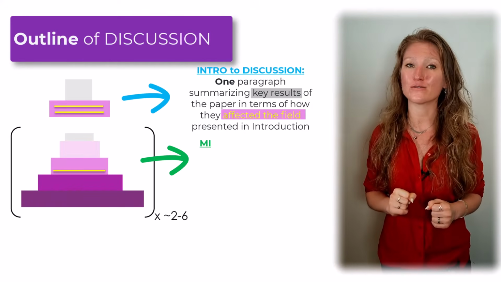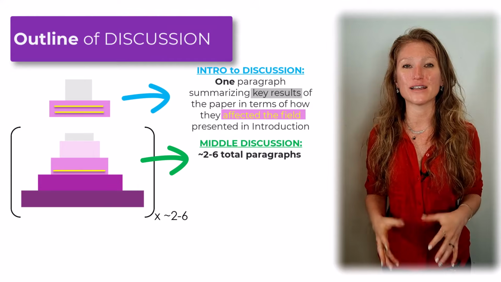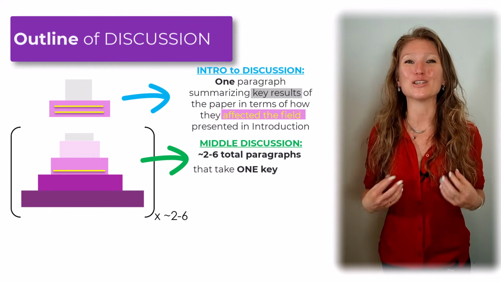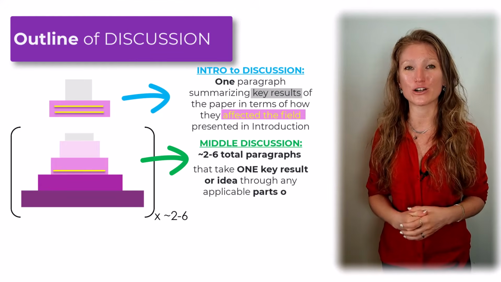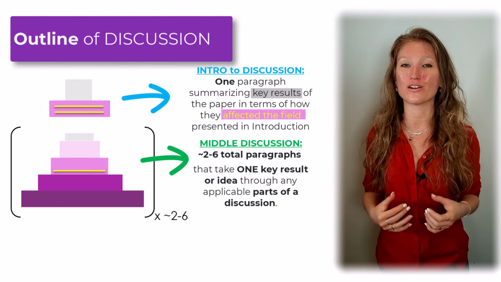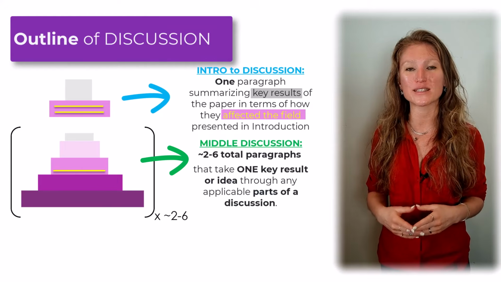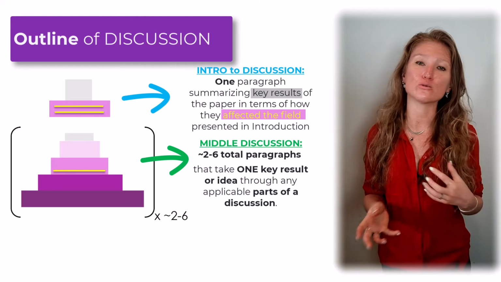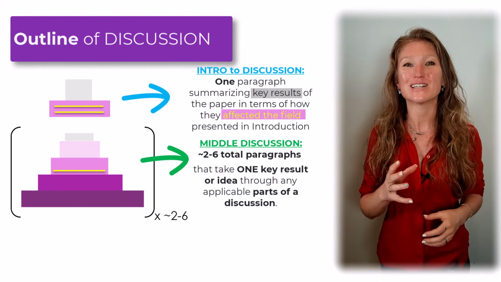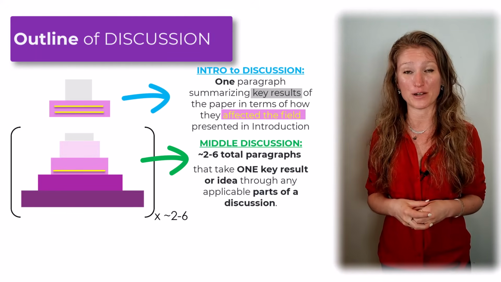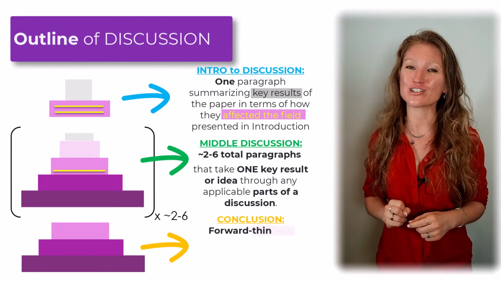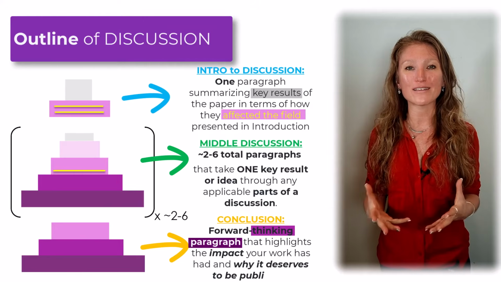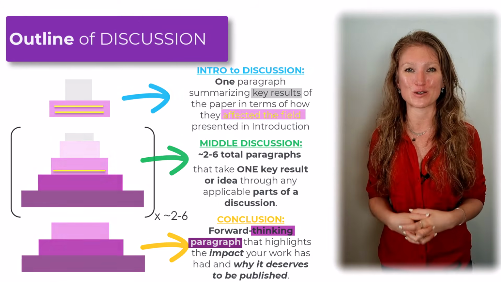Then, in the middle of your discussion, you are going to find the 2 to 6, usually, key ideas or results that you want to discuss in more depth with your reader, and you are going to dedicate usually 1 or 2 paragraphs to each one of those points, walking the reader through any key parts that apply and making sure that you skew towards the parts that you need to make the point that you are trying to make in that paragraph. Finally, we're going to finish our discussion with that one very forward-thinking paragraph that shows why this work matters, why this work deserves to be published.